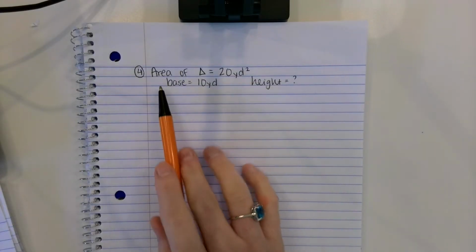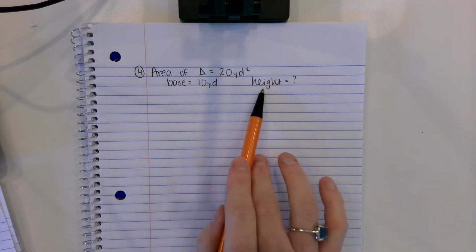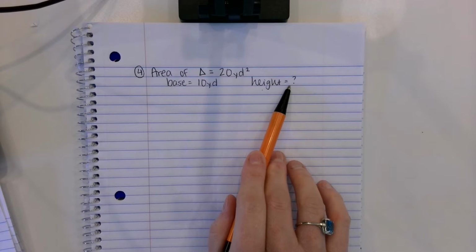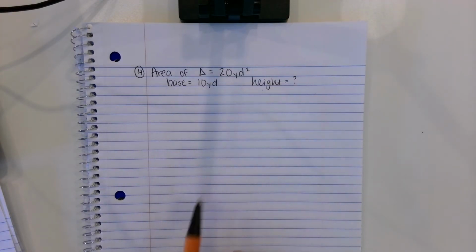Okay, the next problem: the area of a triangle is 20 yards squared. If the base is 10 yards, what's the height? Go ahead, pause and get your answer. Okay, now this was a question similar to one on your quiz that some students struggled on. So let's work this out.